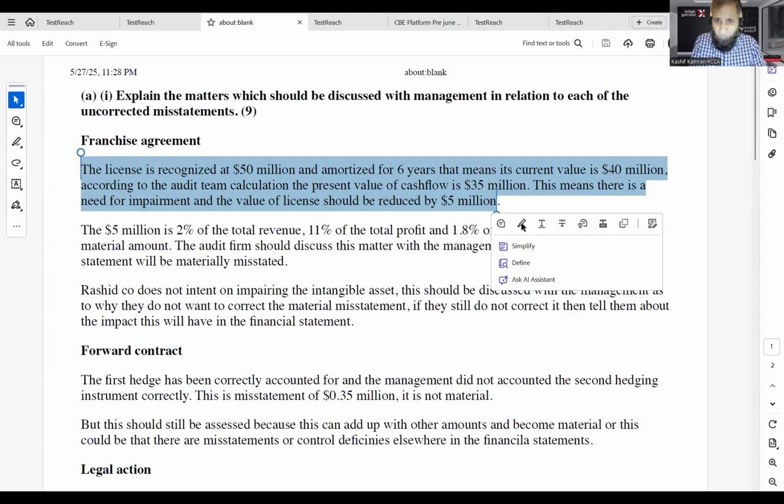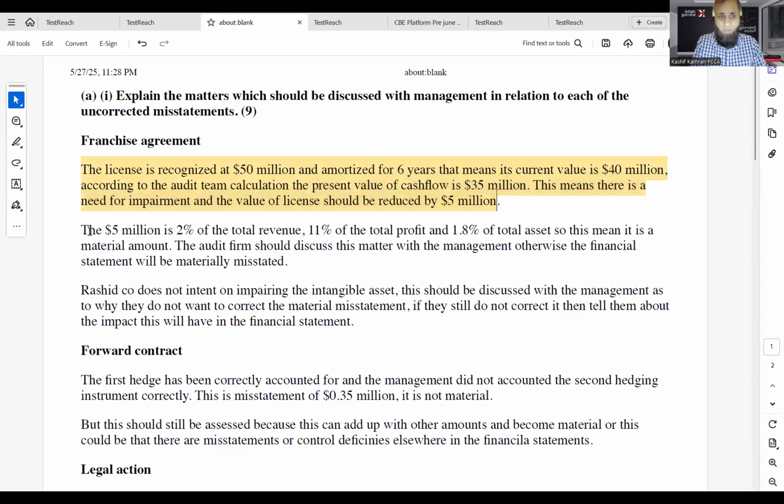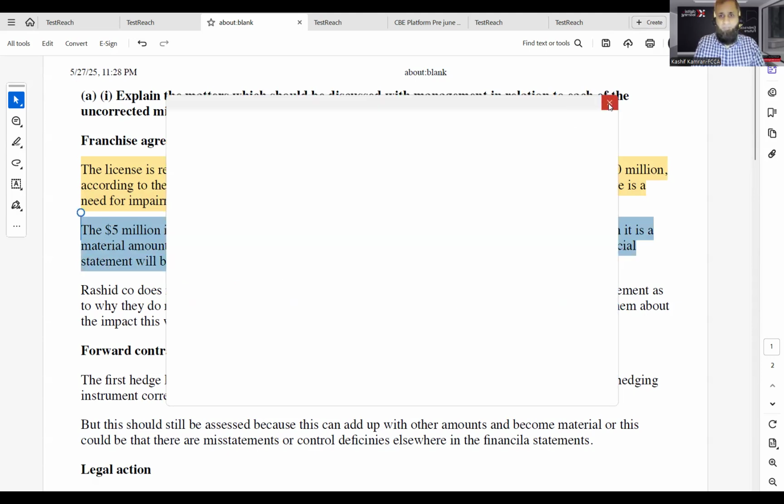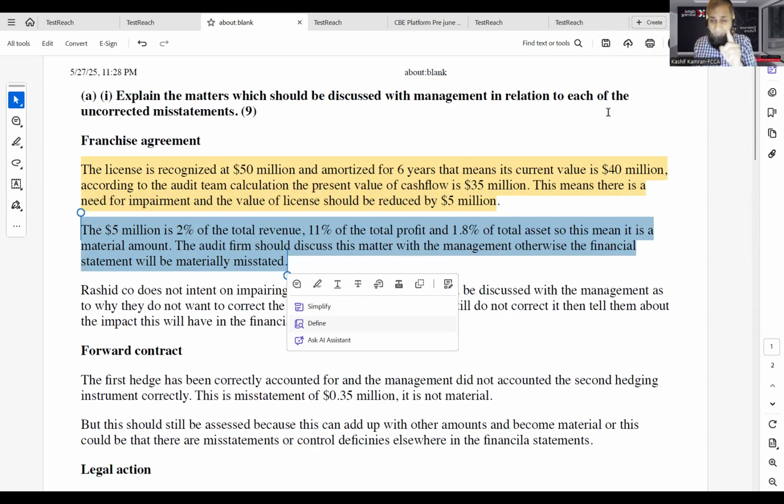But then in the second paragraph, look at this one and tell me what's wrong here. Despite the first paragraph being so good that you picked up the 50 million, you picked up the 40 million, you picked up the 35 million, you picked up that $5 million is impairment, what wrong you did in the second paragraph?